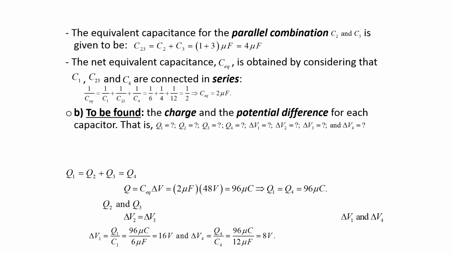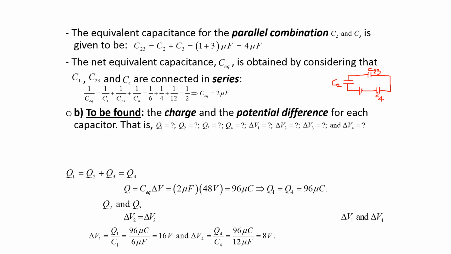Here, let us roughly plot our diagram, our electric circuit. This is capacitor 1, and here is the capacitor of the parallel combination, and here we have the battery and the capacitor C4. It is clear that these capacitors C1, C23, and C4 are in series.